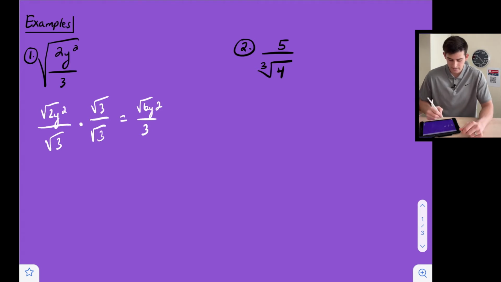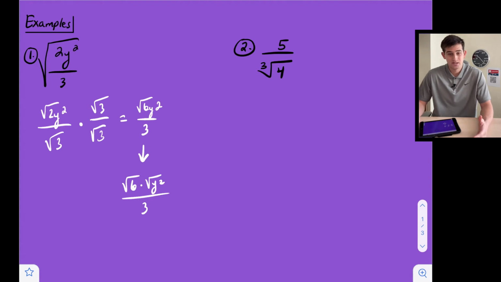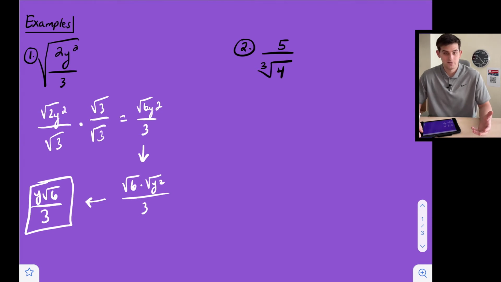And now we can simplify, so we'll come down here, and this is the square root of 6 times the square root of y squared divided by 3. Okay, and now with square root of 6, we can't simplify that any further, and so let's look at the square root of y squared. So I'll put our final answer going this way, square root of 6 and y on the outside. Actually, let's do it this way. Let's say y square root of 6 over 3, okay? And that'd be our answer for number 1.